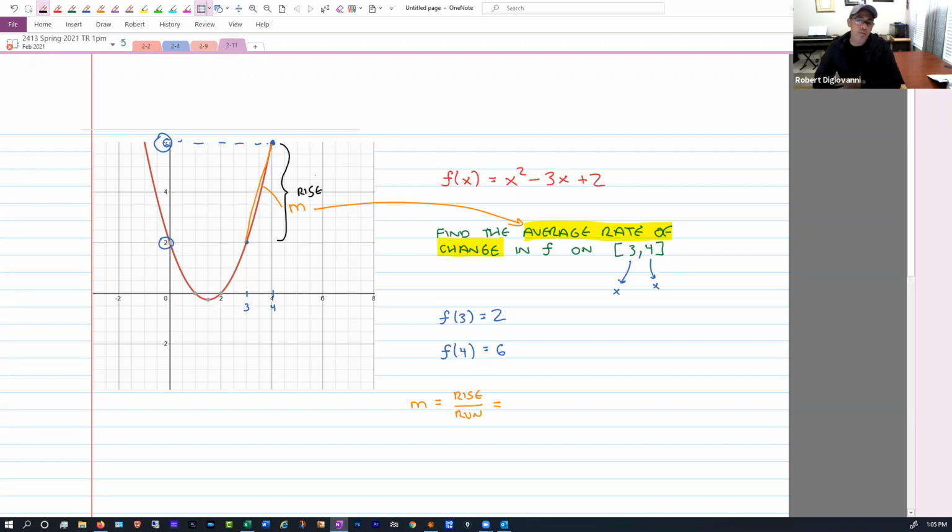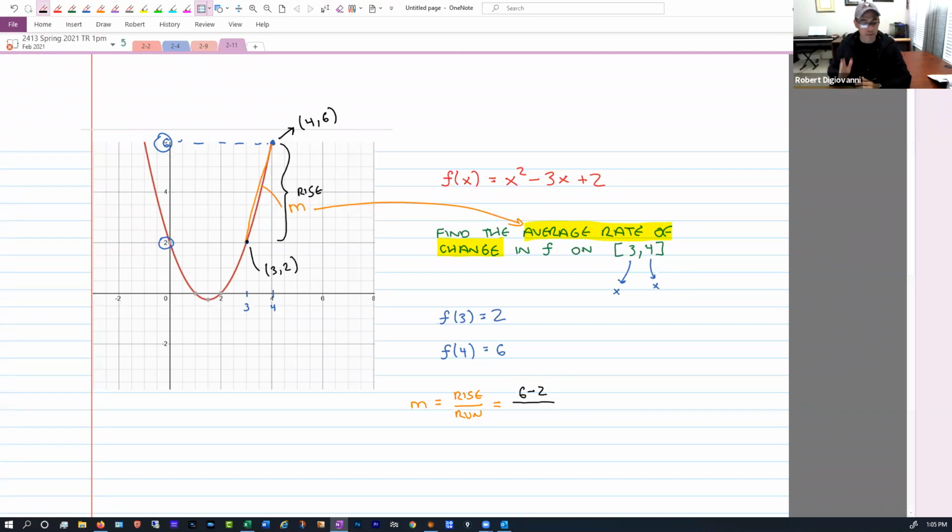Do you all agree that that would just be the 2 y coordinates subtracted? Let's actually write this point out as an ordered pair. This has as an ordered pair 4 for x and 6 for y. And this point here is 3, 2. So do you all agree that the rise would be the difference of the y coordinates, right? Yeah. So that should just be 6 minus 2. So we rise by 4, yes?